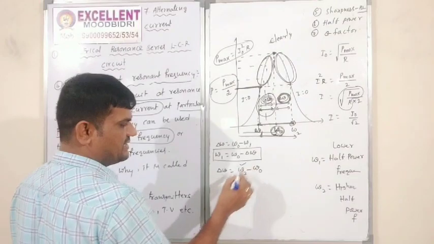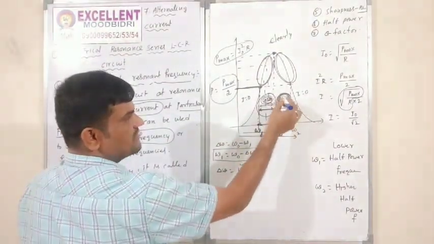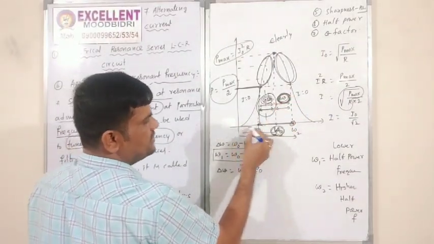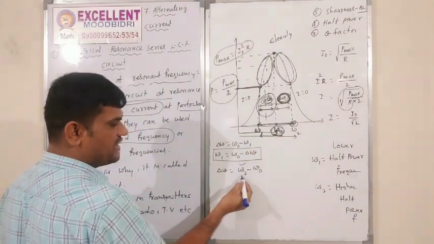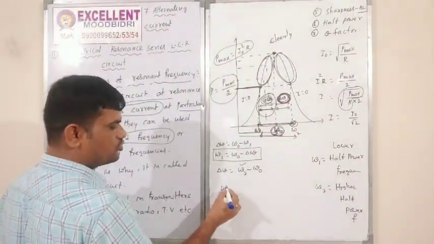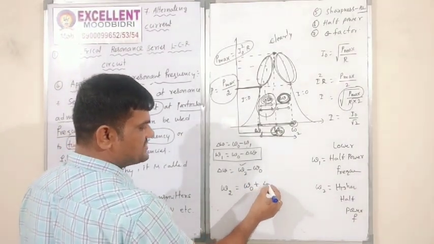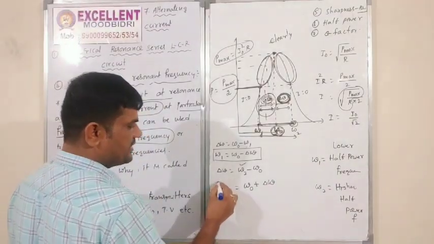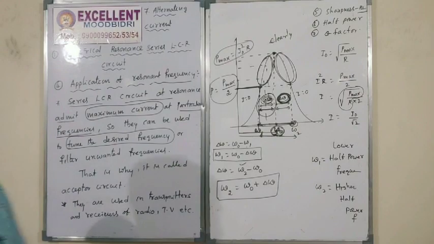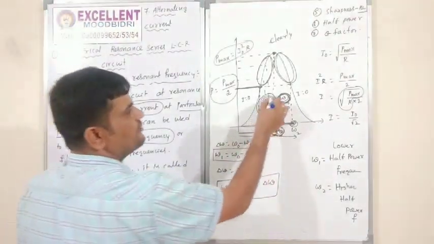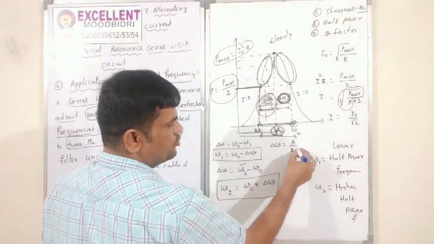Similarly, now I want delta omega 2. For omega 2, from here to here is omega 2, from here to here is omega naught. Therefore, delta omega is omega 2 minus omega naught, so omega 2 is equal to omega naught plus delta omega. Remember, very important formulas, this and that. One relation will also be there: for the half power frequency, delta omega is equal to R by 2L.